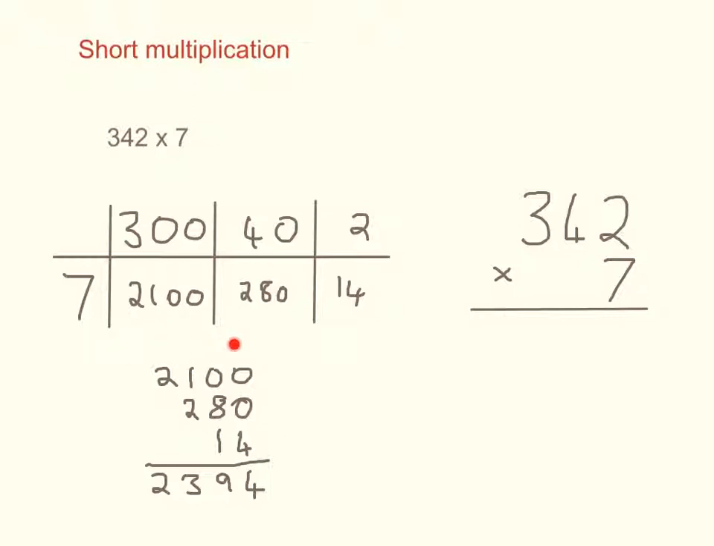The grid method's great for showing children how multiplication works, and you can see it here for 342 times 7. The only problem is, it's quite a long-winded process. There are many steps. A more efficient method is using short multiplication. It's a very similar process.